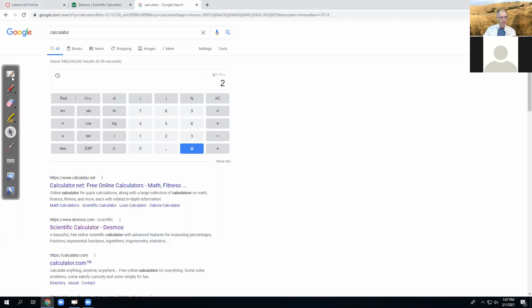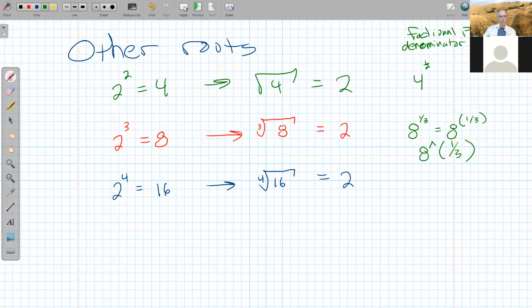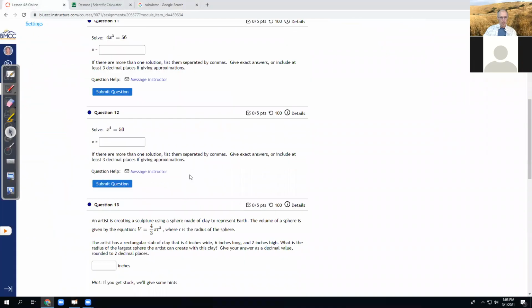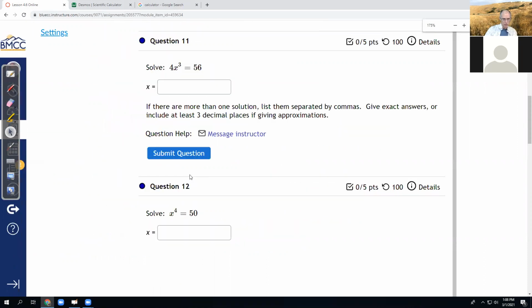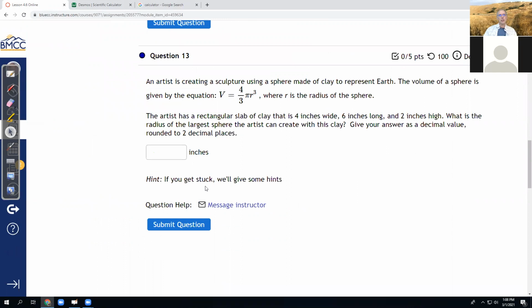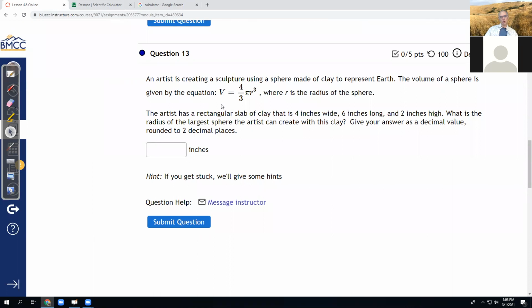All right, last problem of the day, and then we just need to compare answers, is the problem about the clay. I'm just going to draw a picture as to how I would solve it. I'm not going to finish it, though. I'll let you guys do it. An artist is creating a sculpture using a sphere made of clay to represent the earth. Here we're given the formula for the volume of a sphere, a ball. He starts with this rectangular slab of clay that's 4 by 6 by 2. Just want to draw this out.